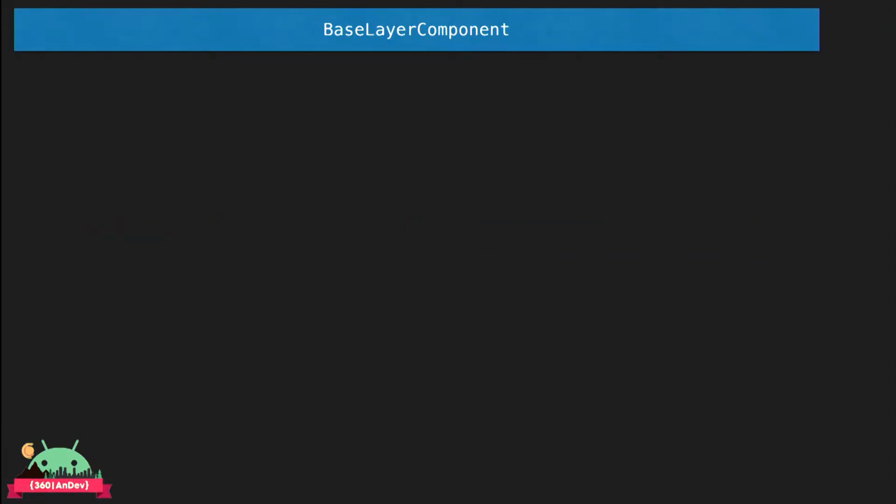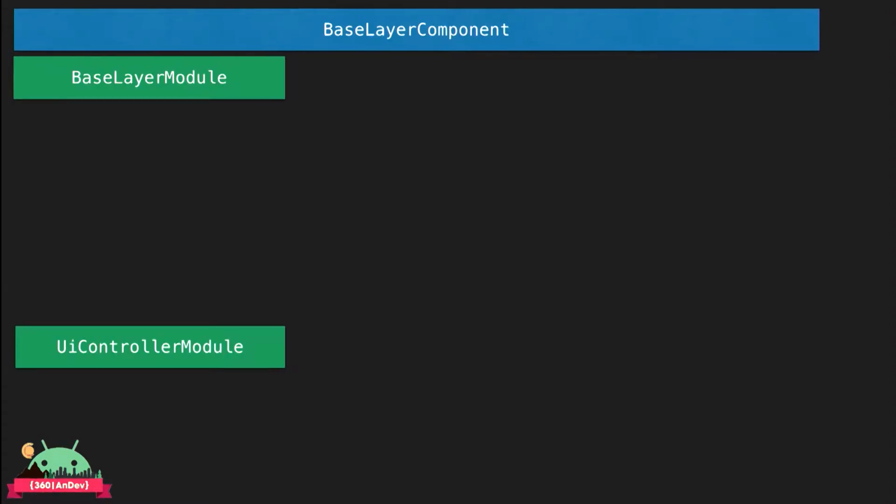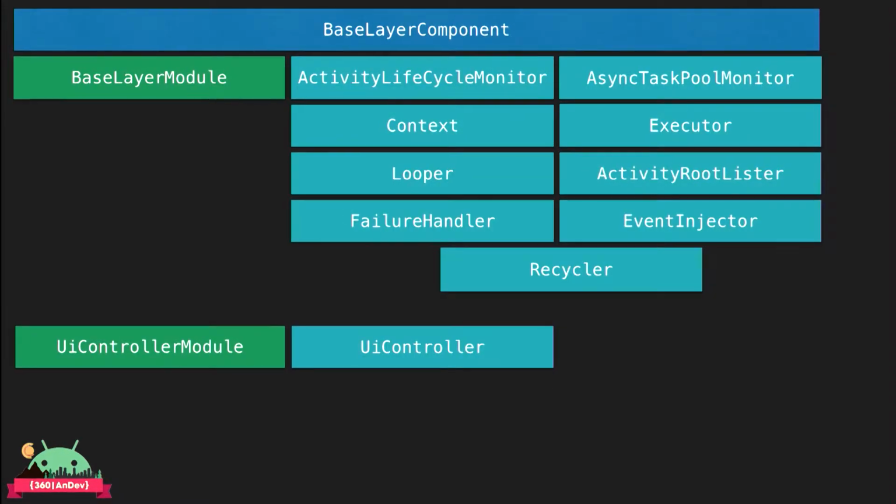Each module is using different dependencies, right? We are providing different dependencies. Some of them are obvious, like the context, but we are going to stop to see some of them.